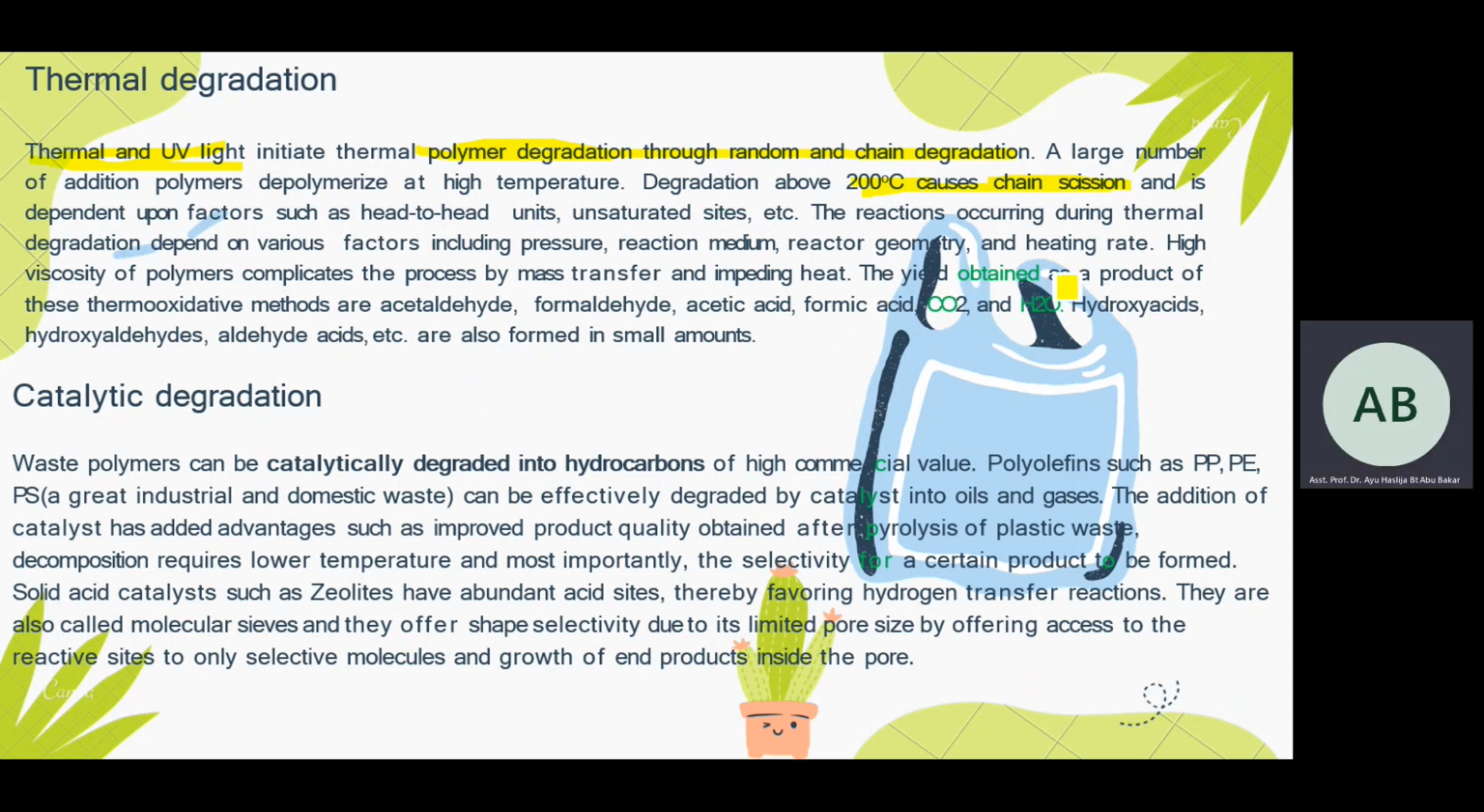Okay, there are a few byproducts. The yield obtained as a product of these thermo-oxidative methods is this one. I think a few years back for the PDP, the theme was the formation of acetaldehyde. So these are the few methods that they can use to produce acetaldehyde, the thermal degradation of the plastic.